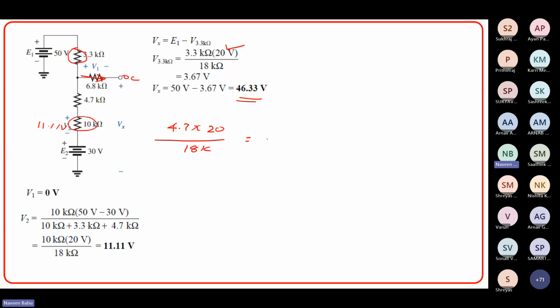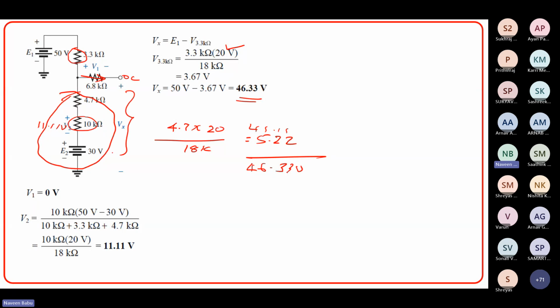So now if you add, it has to be 46.33 volts. So what is that? 30 plus 11.11 is 41.11. So if you add the 5.22, it will be close to 46.33 volts. Right? I'm just adding the voltage drops of these elements, which must be equal to this Vx voltage. That's what I did.